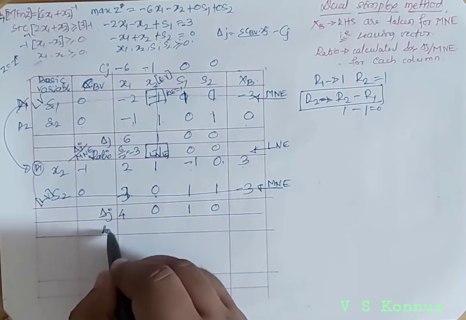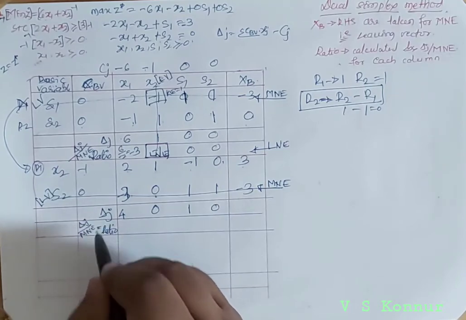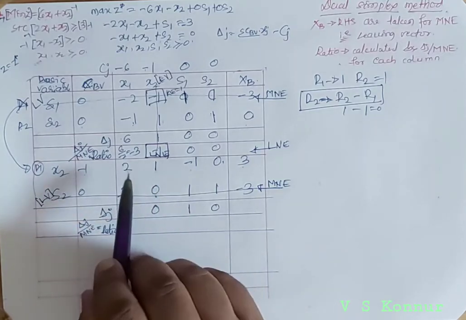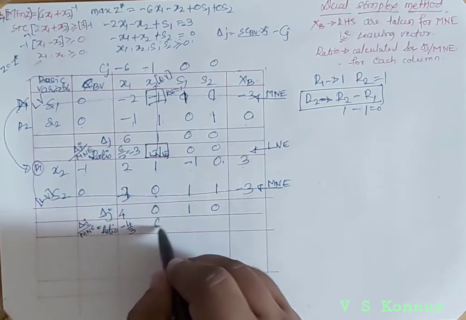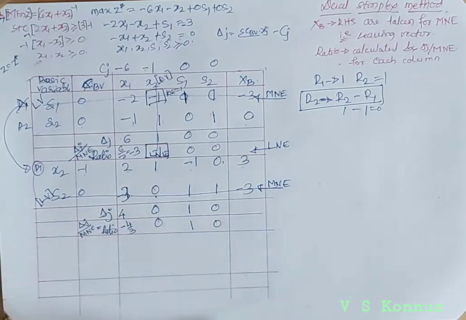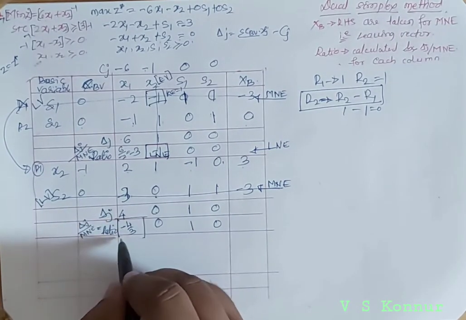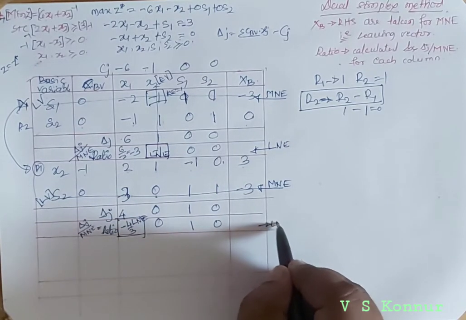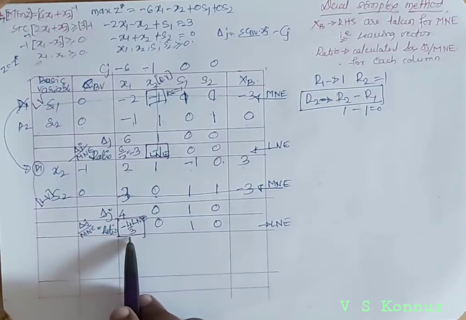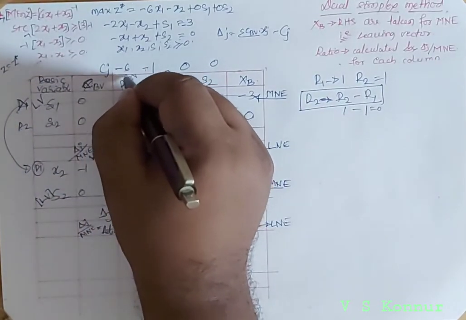Now we should calculate the ratio. It is calculated by delta J divided by the most negative element. So delta J, 4 divided by minus 3, minus 4 by 3, 0 by 0, 1 by 1, 0 by 1 is 0. Minus 4 by 3, 0, 1, 0 we got. Now again from here we should select the least negative element. So least negative, only one element is there, because of that it will become your least negative element. So that will be the entering vector for the third.